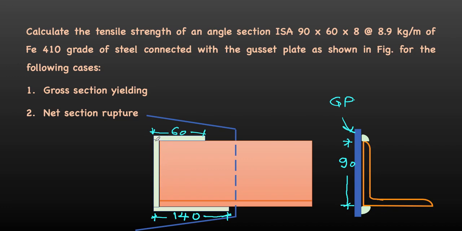So if we want to identify the total length of welding, at bottom it is 140 mm, at top it is 60 mm, and on this edge it is equal to this leg length, which is 90 mm. So the total length of welding is 60 plus 90 plus 140 mm. Fine, so let us start. We will calculate gross section yielding strength first, but before that, we'll note down the things.